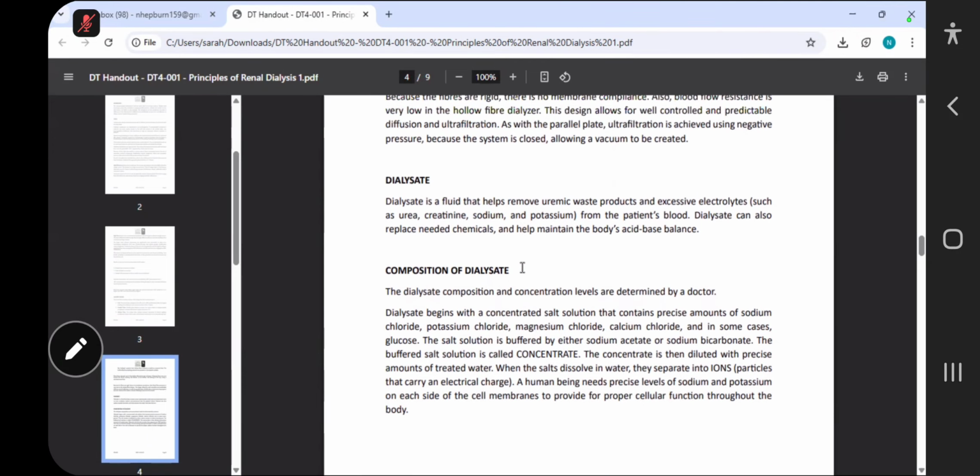Okay, so on to the next page. They have dialysate and composition. Can anybody tell me what is dialysate? Miss, I can read it from the handout. Yes.